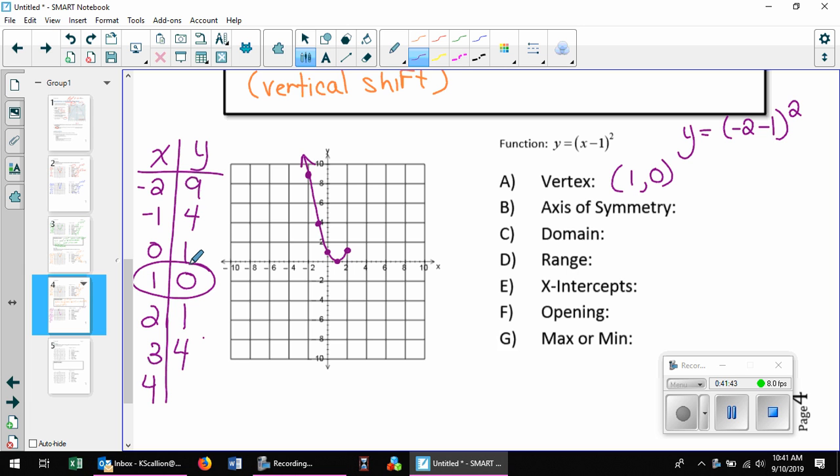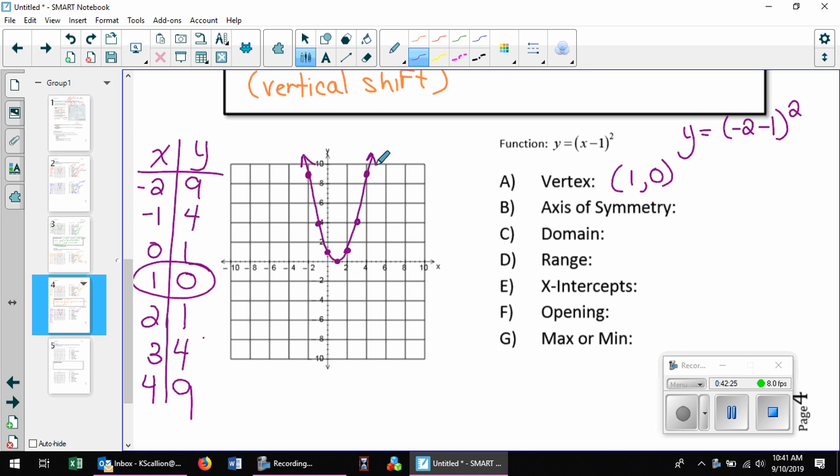There will be times when the table of values you picked doesn't show you your vertex. You get that, and you're like, well, that's not a U, right? So sometimes we have to pick more once we've started, so you can have the U. I can't say 10 points will always give you the vertex. It really depends on what you pick. Don't worry, we will get better at this, and I'll show you more difficult equations.